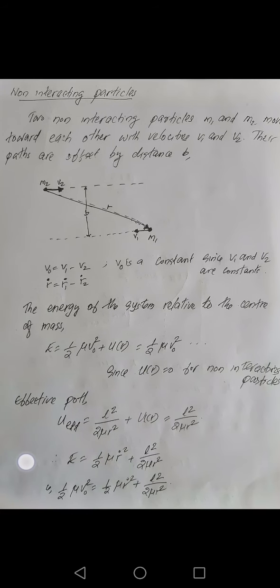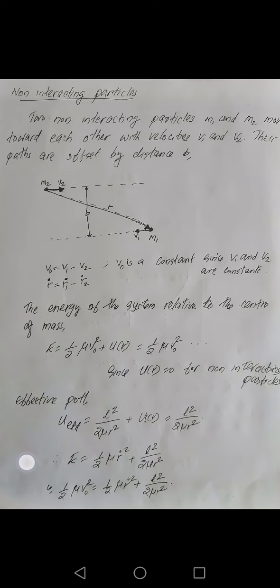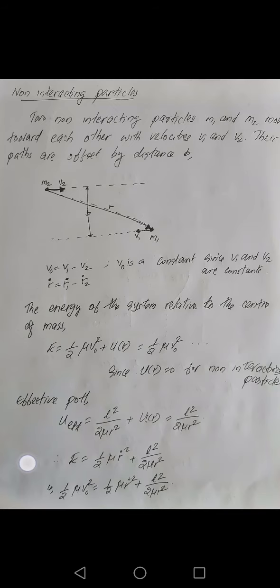Now let us consider the energy of the system relative to the center of mass that we learned just before. Energy is kinetic energy plus potential energy. Remember, this is a non-interacting system. Non-interacting means there is no potential energy. For an interaction, the system requires potential energy. Since it is a non-interacting system, U of r is 0. Therefore E is equal to half mu v0 square plus U of r, where mu is the reduced mass. Since U of r is 0, E is half mu v0 square.